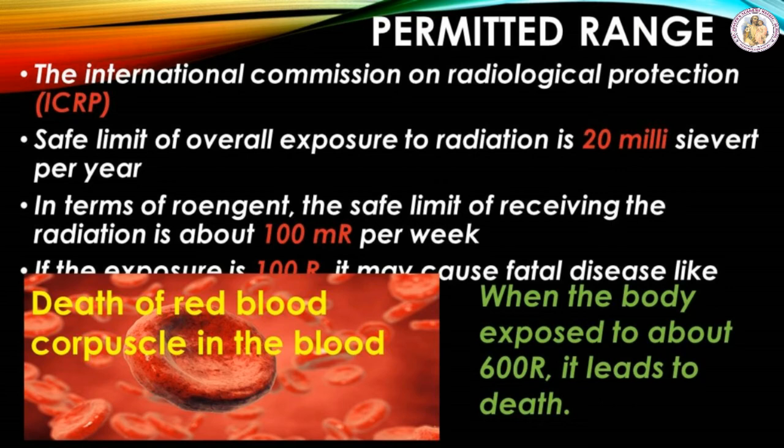If the exposure is 100 Roentgen, it may cause fatal disease like leukemia, death of red blood corpuscles in the blood, or cancer. When the body is exposed to about 600 Roentgen, it leads to death.